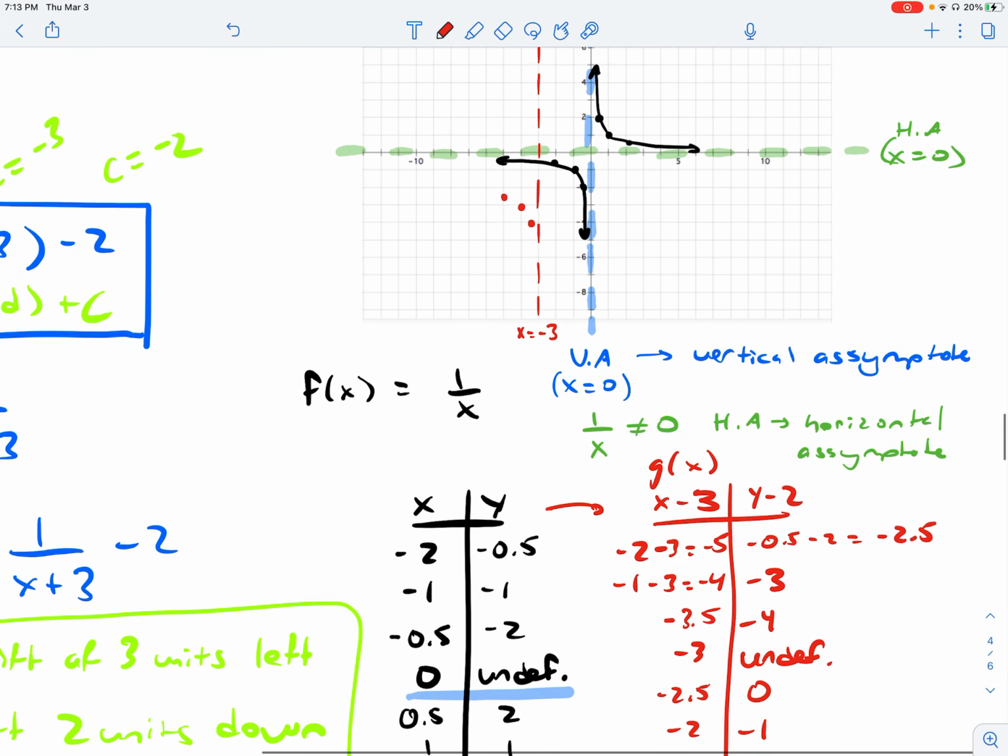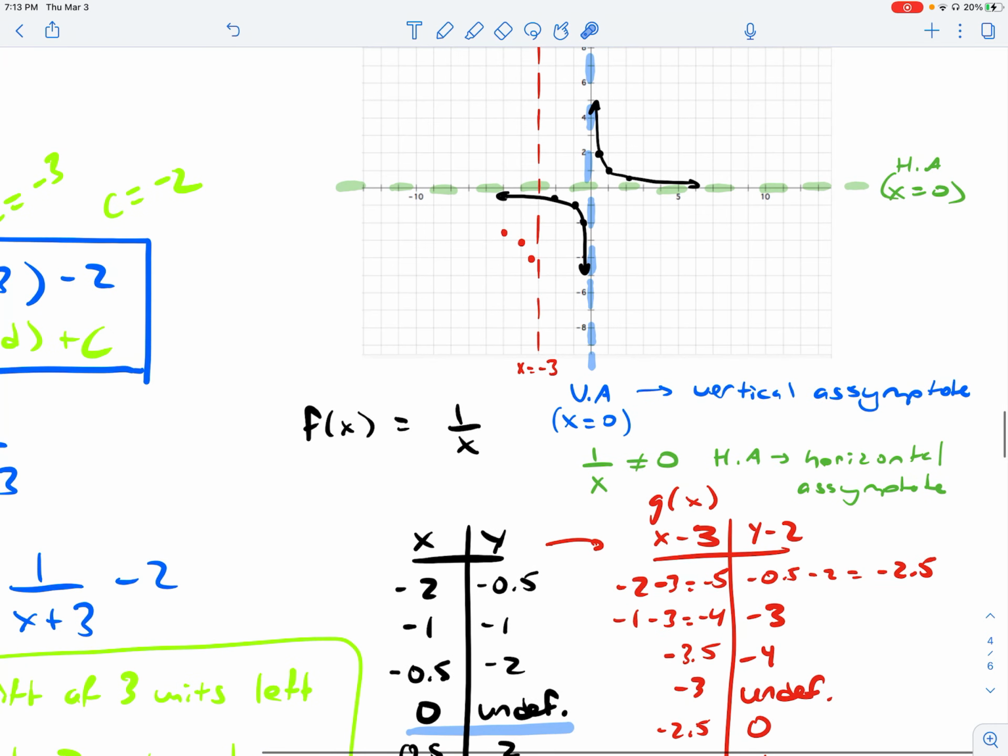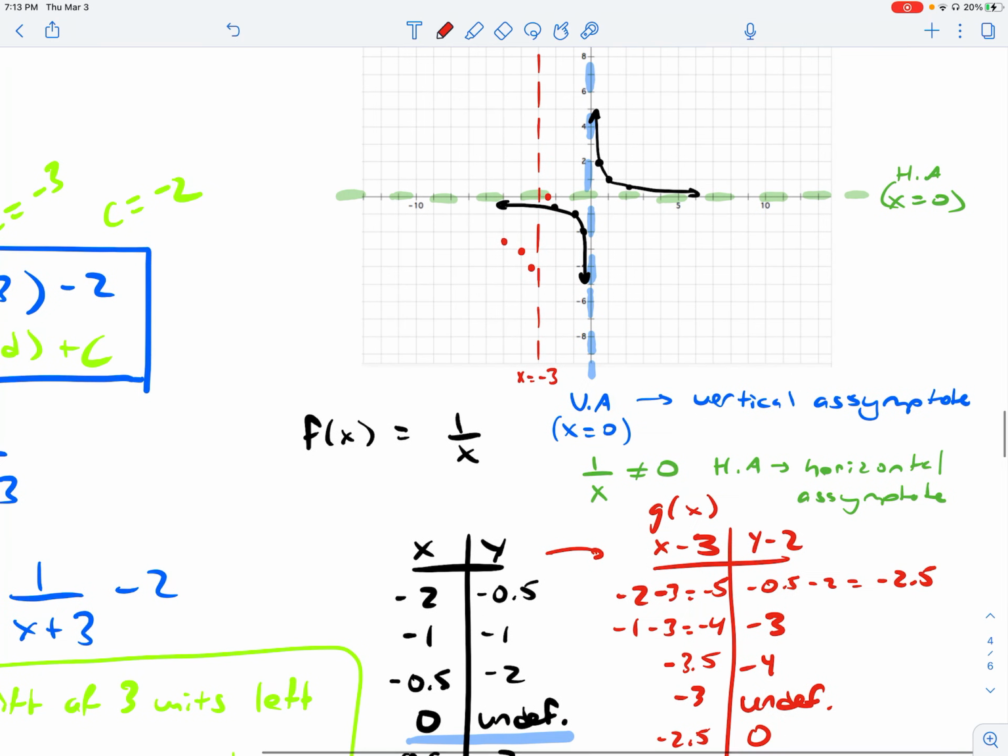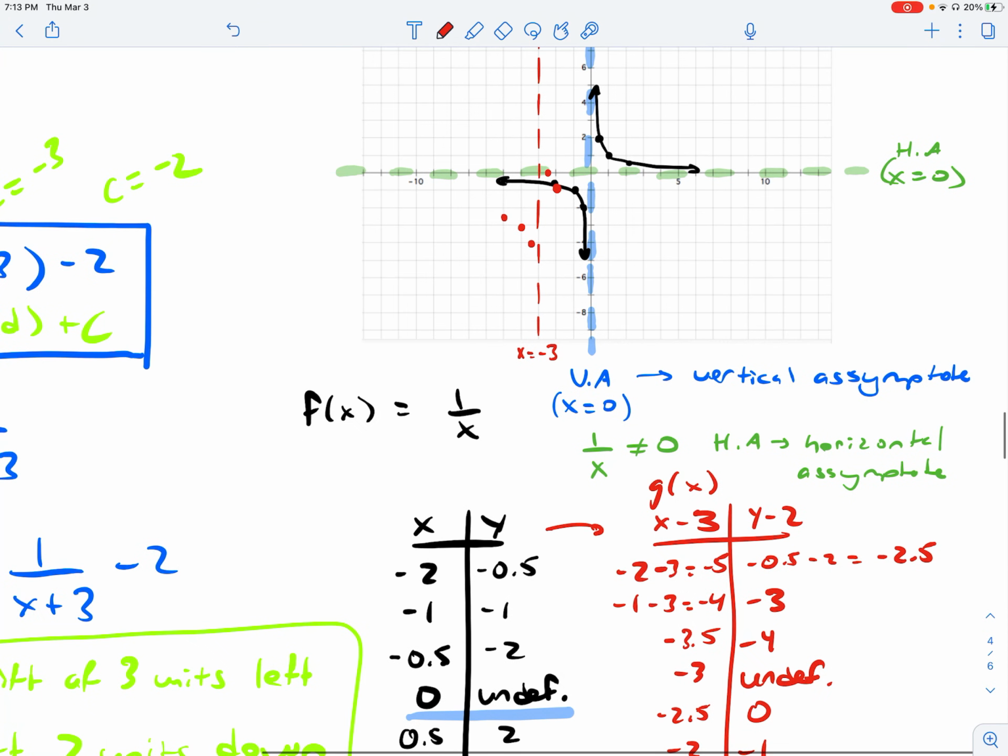And let's go ahead and do the other side. So these here, negative 2.5, 0. Negative 2, negative 1. And negative 1, negative 1.5. That would be about right here. Okay, what about my HA?